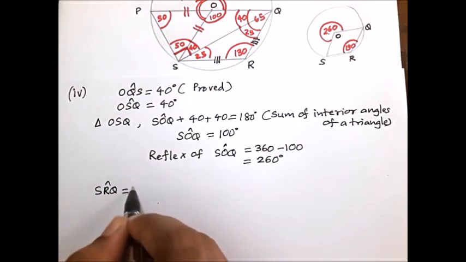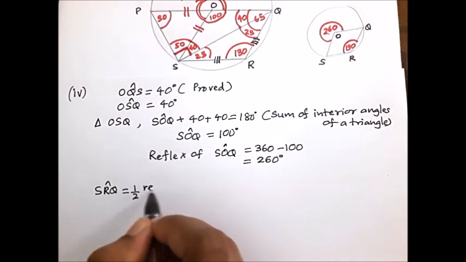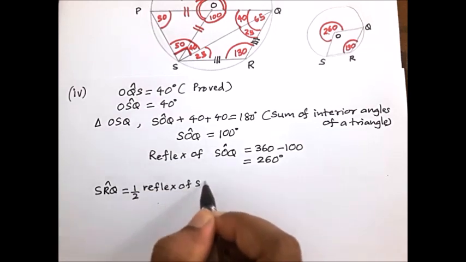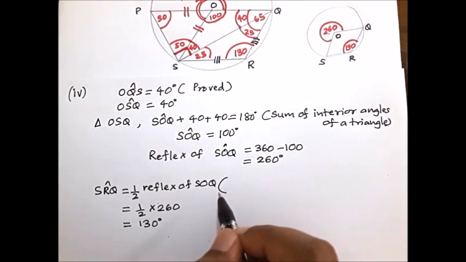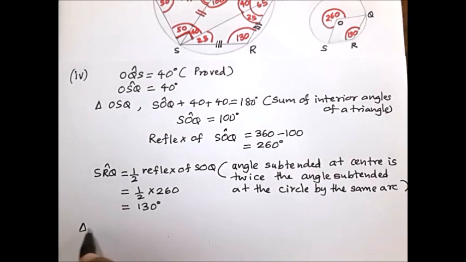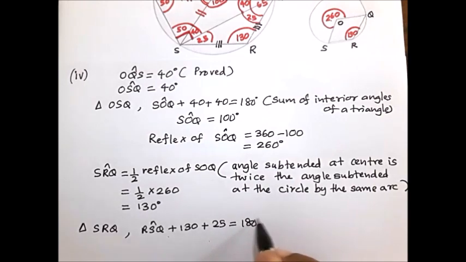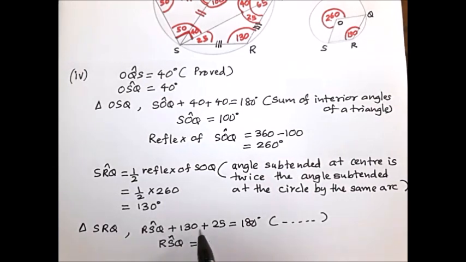SRQ equal half of reflex of SOQ. Half of 260 degrees. 130 degrees. Write the reason here. Now take triangle SRQ. RSQ plus 130 plus 25, 180. Write the reason. Sum of interior angle of a triangle 180. RSQ equal, subtract 155 from 180, answer is 25.